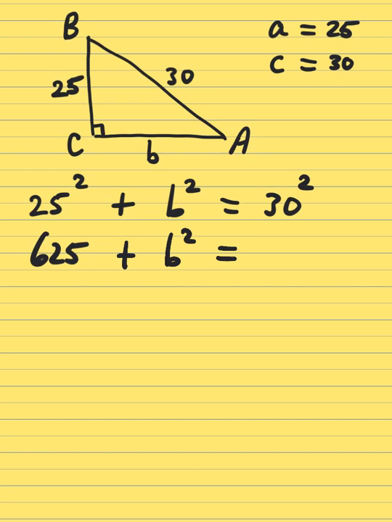30 times 30, that's 900. Minus 625, that's 275. And square root. To 2 decimal places, that is 16.58.